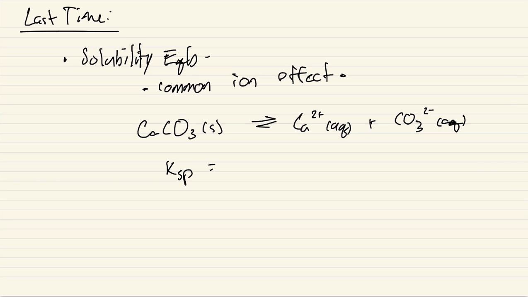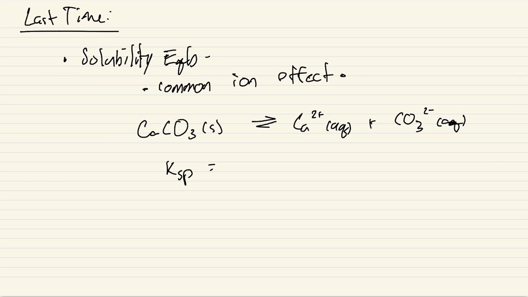What might you add to this solution to decrease the solubility of calcium carbonate, for example? If we decrease solubility, which direction do we shift this reaction? Left or right? You can point. If we're decreasing solubility, are we putting stuff more in the aqueous phase or the solid phase? Solid phase, right? Because we want stuff to precipitate when we decrease the solubility.